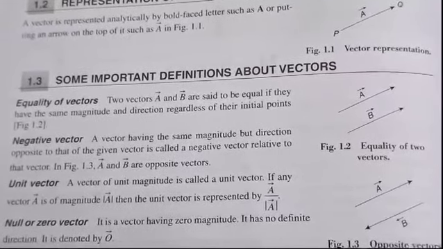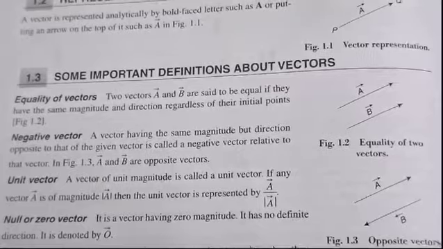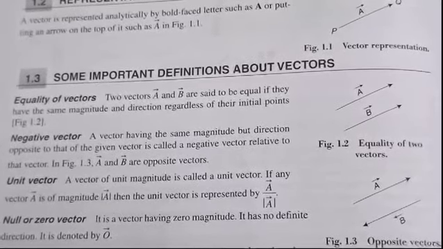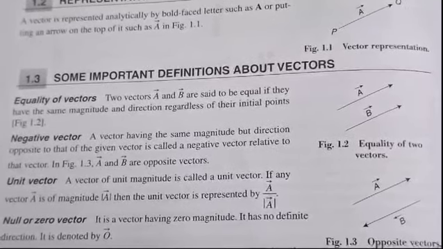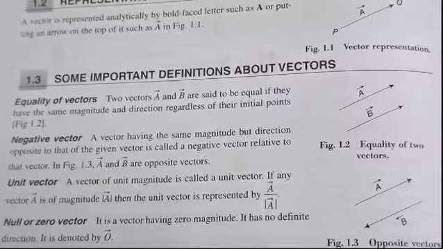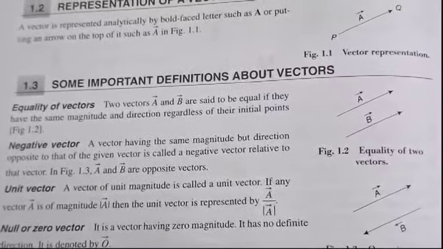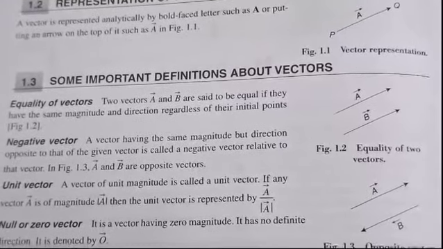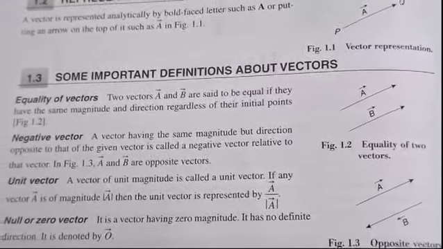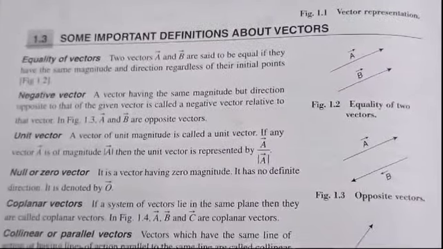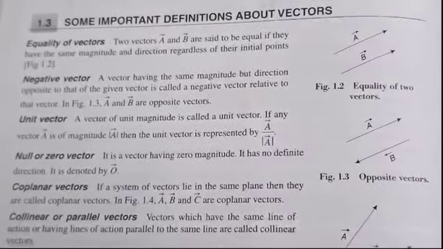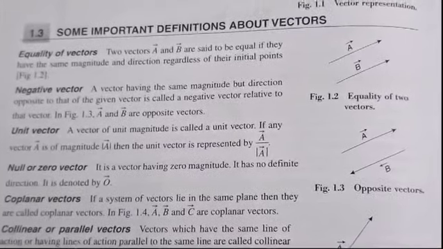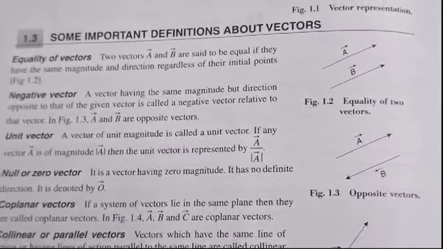Negative vector. A vector having the same magnitude but direction opposite to that of the given vector is called a negative vector relative to the vector. In figure 1.3, A and B are opposite vectors. It means A and B vectors are equal in magnitude but their directions are opposite.